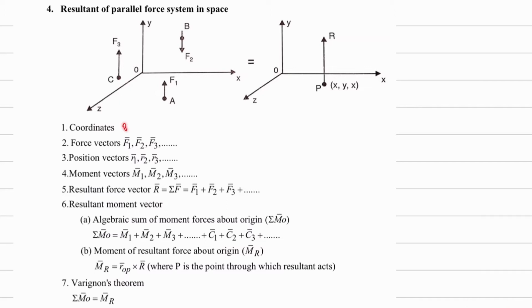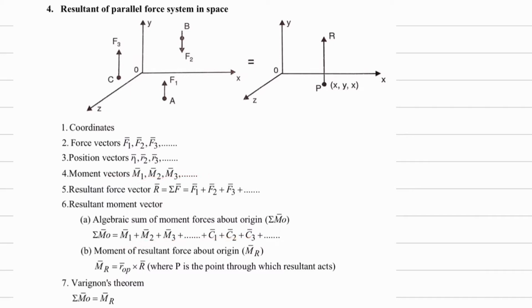We will first write down the coordinates, then we will write down the force vectors F1, F2 and F3 from the magnitude. Then we have to write down position vectors, then moment vector, resultant force vector, then we have to take moment of all the force vectors, F1, F2, F3 about point O. So that is written here. We have to add that. Already we are finding moment vectors here, that only we have to add.